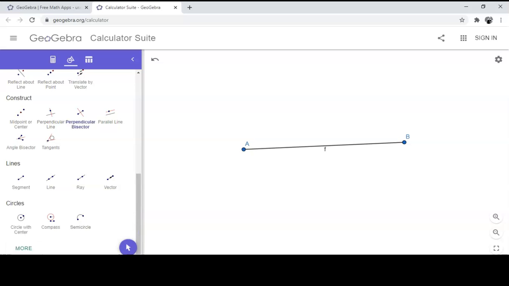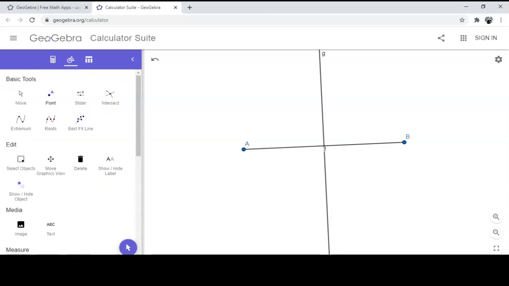It says to select 2 points or one segment. So I can either select the segment AB, that's fine, or I can select the 2 points A and B. Note that if I select one of the points, I could select a different point, and it would give me a perpendicular bisector at that point, but I'm going to select A and B. And then I'm going to also put a point at the intersection here.